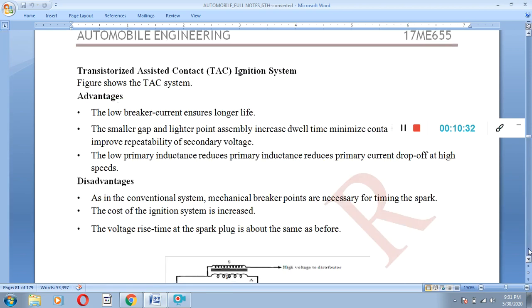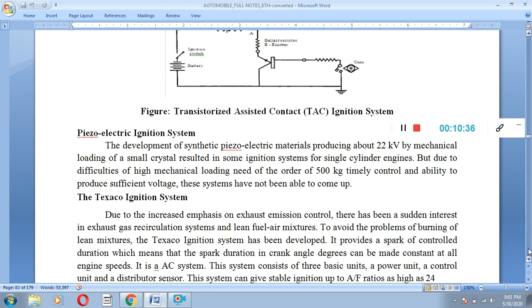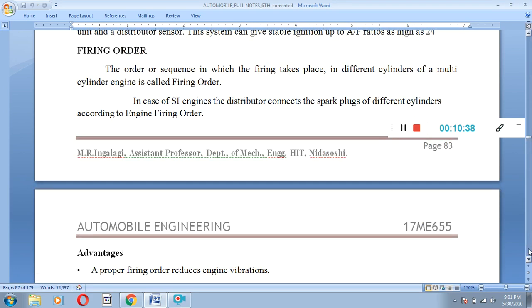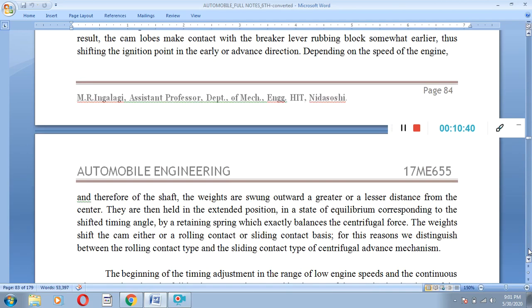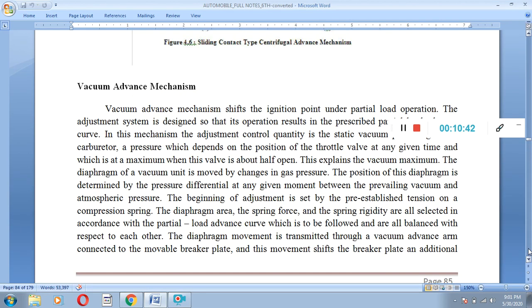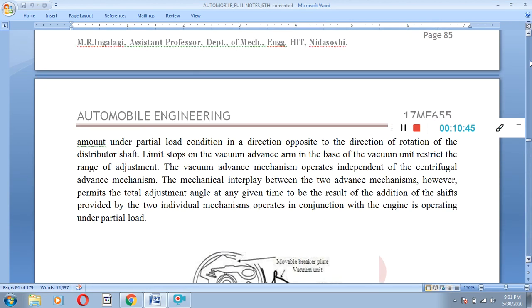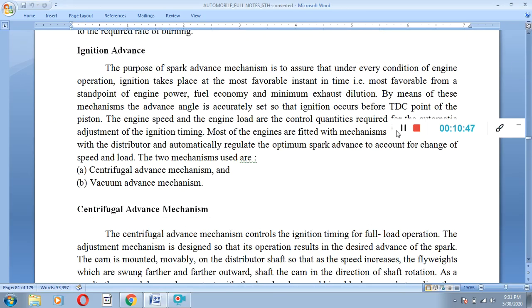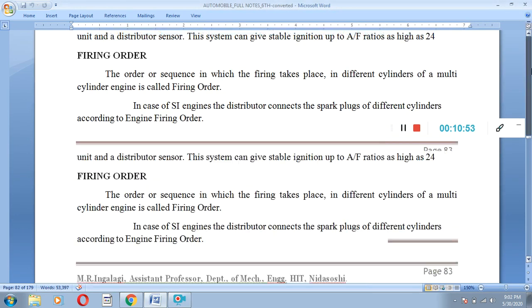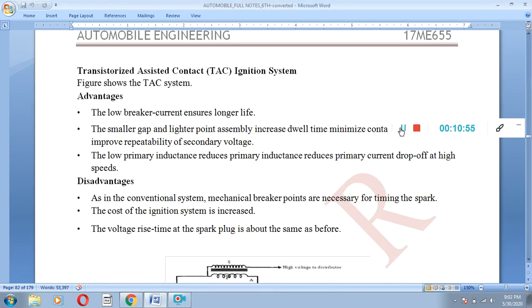So this is how the electronic ignition system works. This is the explanation of the ignition systems which are used in the IC engine.